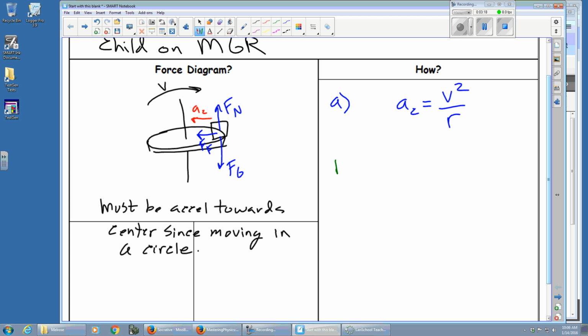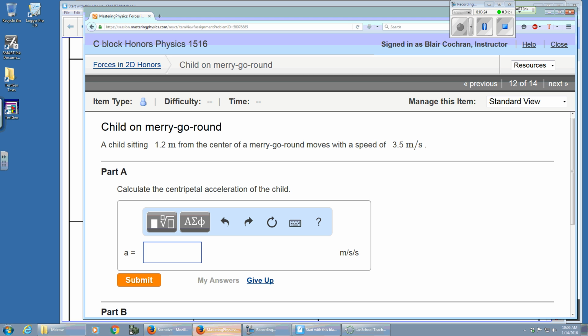Then for part B, radius is defined as how far you are from the center. So mine says I'm 1.2 meters from the center. So that would be the radius. Yep.